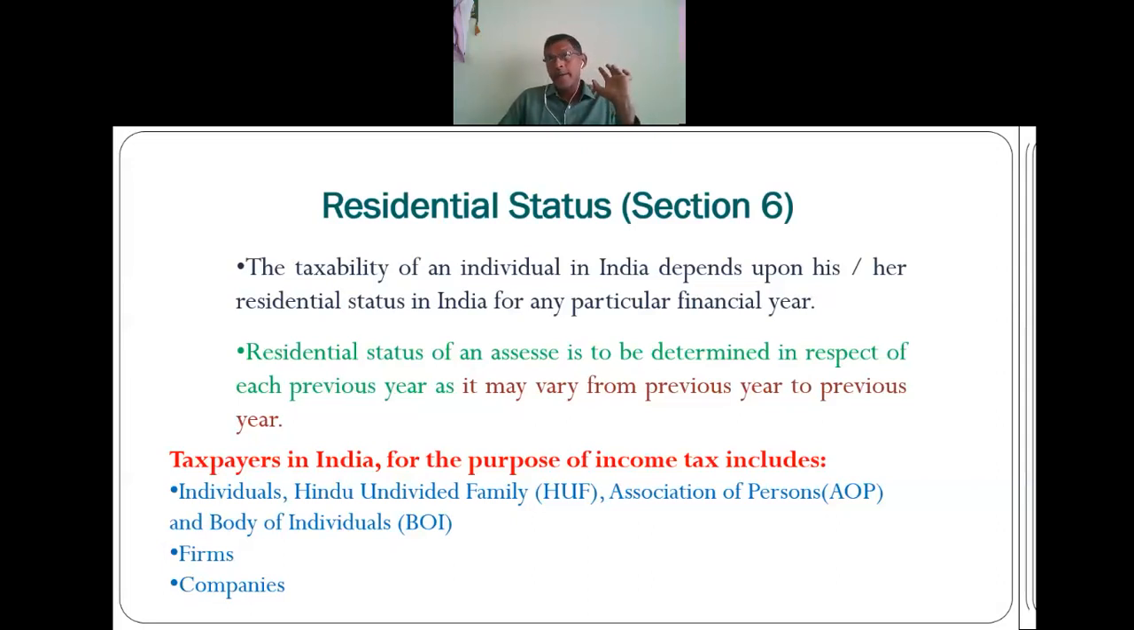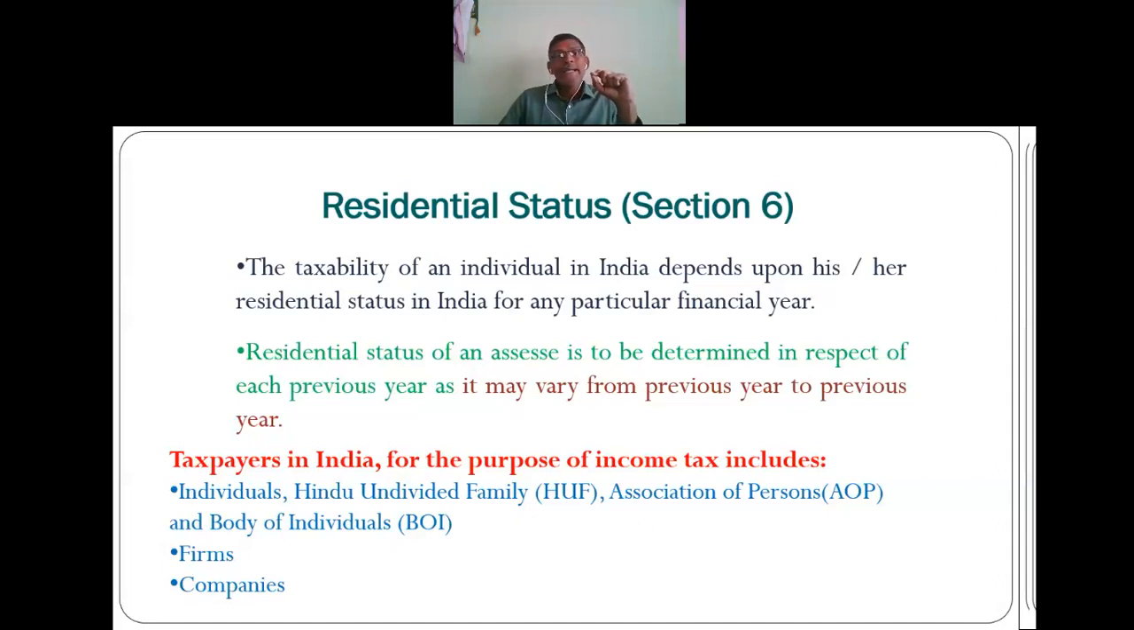So, Hindu undivided family. Association of persons, as we discussed yesterday, we are going to make an association with the help of individuals as well as firms and companies jointly together. They are going to perform some activity or service with a profit motive. And in a body of individuals, only individuals can become a member of this group, except firms and companies. So this is the first category.